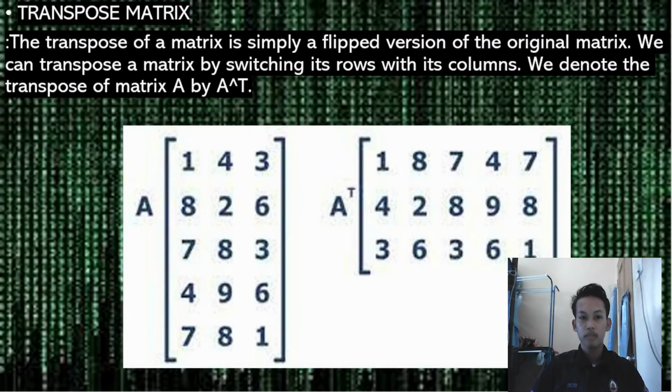7 is transpose matrix. Transpose matrix means flipping a matrix over its diagonal. The rows and columns get swapped.